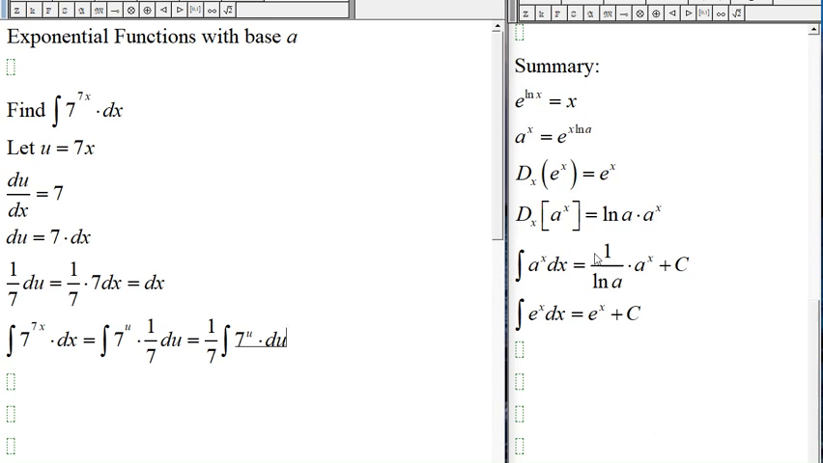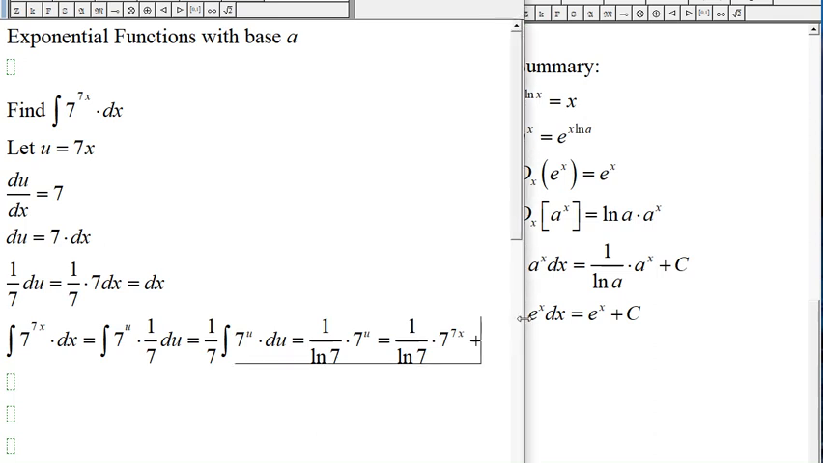The integral of a to the x is 1 over ln a times a to the x. And so here we will have 1 over ln 7, this is a equal to 7, and then times 7 to the u, and this will be 1 over ln 7, and then times 7 to the 7x, plus c. And that's the answer.